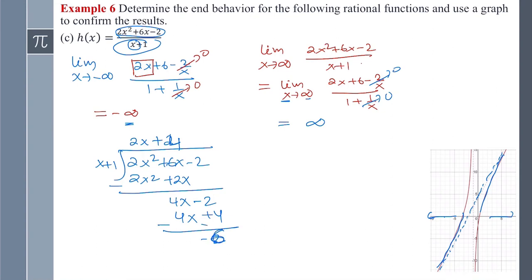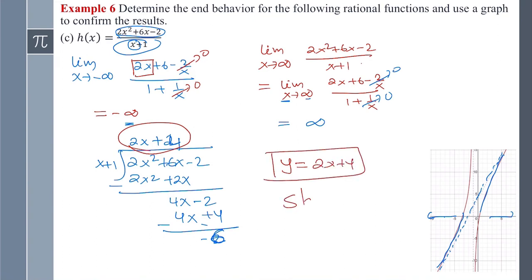And then this represents the slant asymptote. So y equals 2x plus 4 is the slant asymptote for this function. So if the limit at infinity is infinity, or if that limit does not exist, in that case I will have a slant asymptote.